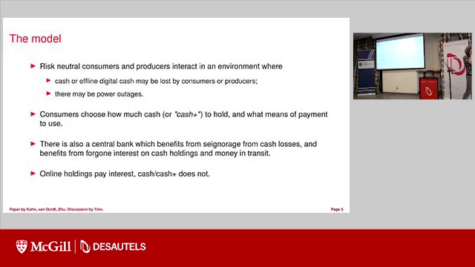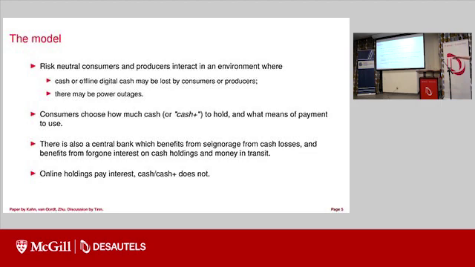Okay, so I'm not going to describe the model in detail again because Maarten already did it, but essentially risk-neutral consumers and producers interact in this economy. And there are a couple of things that can happen in this environment. The physical or offline digital cash can be lost, either by consumers or producers. There may be power outages, and consumers are essentially choosing how much of these things to hold and what means of payment to use. So they have some natural trade-offs, for example, cash or cash plus doesn't earn interest.